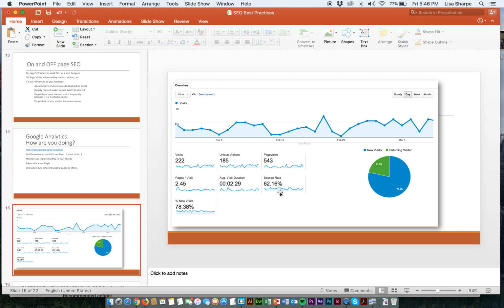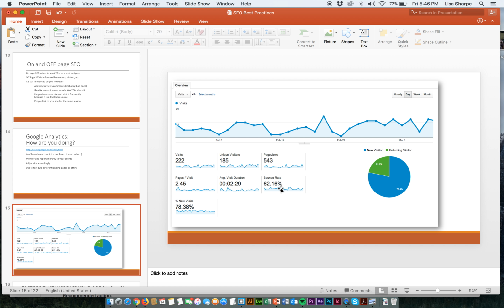Finally, their bounce rate. Okay, this is a new term to us. Bounce rate means that you come to the website and it's of no interest to you, so you just go somewhere else. You bounce right out. So Google heavily weights your bounce rate when it's looking at how highly it's going to rate your site. So this site has a bounce rate of 62.16% for that week. That is not a good rate.